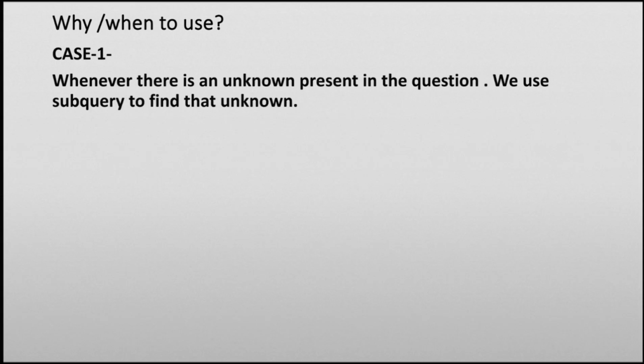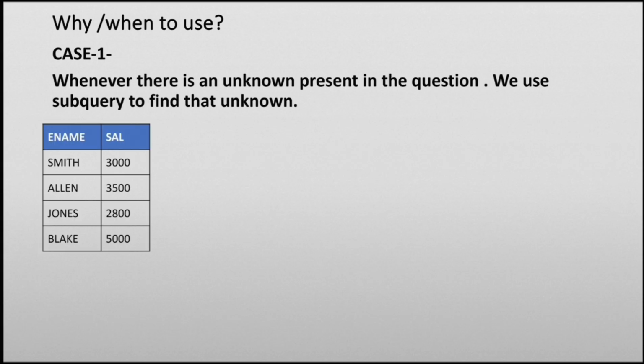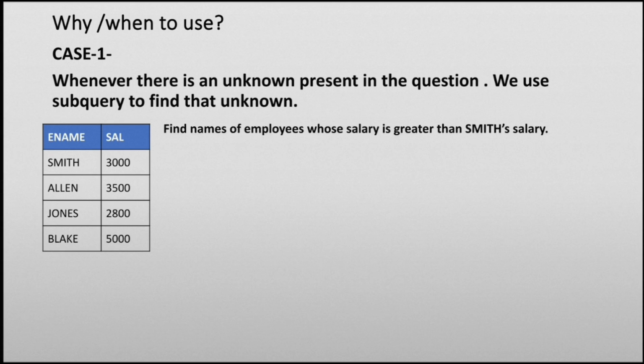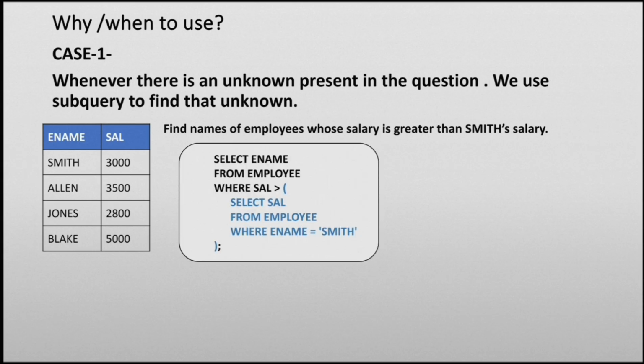Now there can be a question like why and when do we use this subquery. So there are two such cases. The first one is whenever there is an unknown present in the question, we use subquery to find that unknown. For example, this is an employee table with two columns, employee name and salary. And the question says find the name of employees whose salary is greater than Smith's salary. So we can write the query as select ename from employee where salary is greater than select sal from employee where ename is equal to Smith.